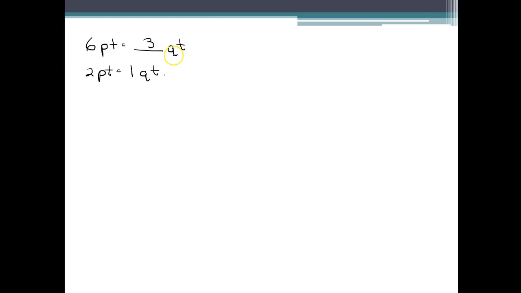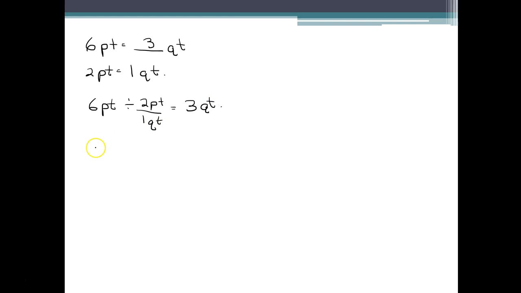A pint is smaller than a quart, smaller to larger. Divide by 2 pints per 1 quart. So you're going to divide 6 by 2. That'll give you the 3 quarts.